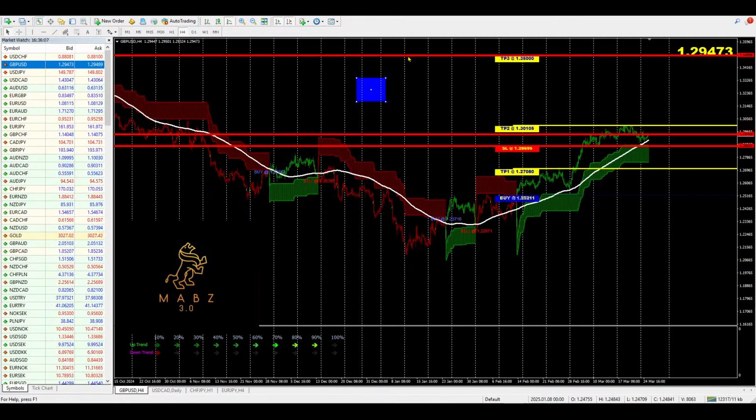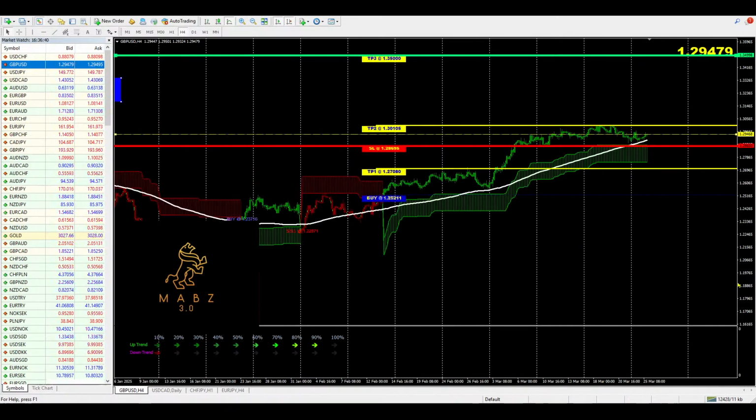But before we actually jump into any trades, we're just going to have a look at most of these markets and see what type of opportunities we can get, right? So let's go ahead and see. Okay, buy entry. Okay, hold on, guys. I'm just going to leave this on the chart. So this is GBP USD on the H4 chart.